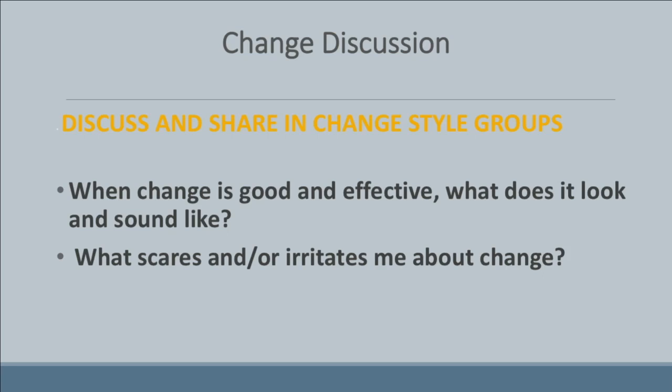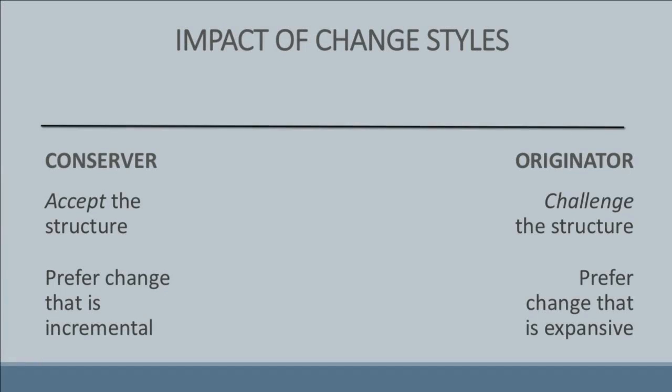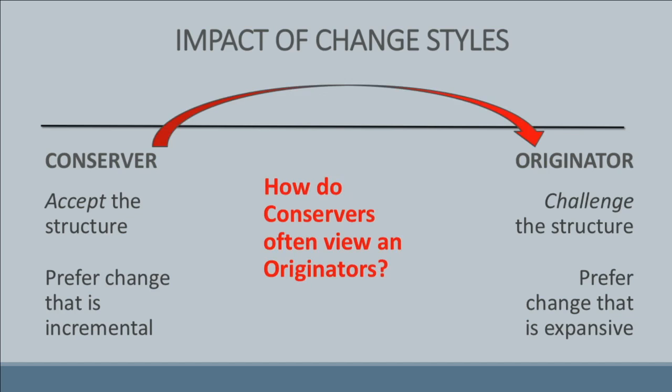Now, let's think about, with what we've talked about already, what change looks like. And this will lead us into our poll. I'm interested in what you think. I'll give you some options, but what you think the impact would be. So how do you think conservers would view originators?